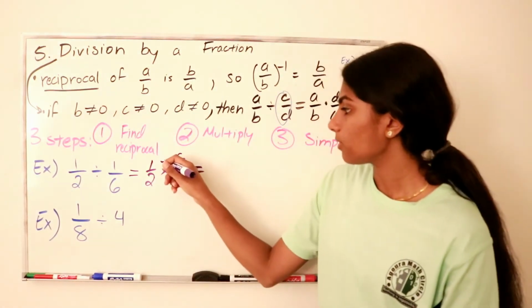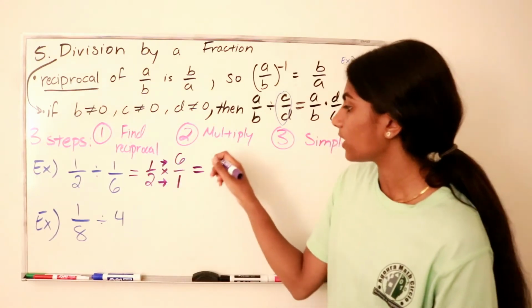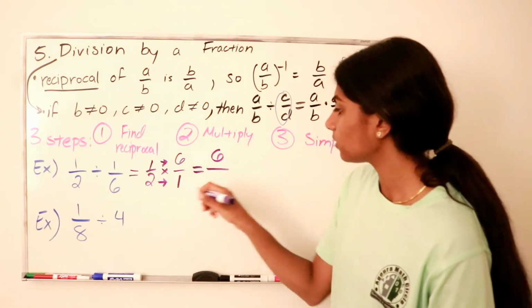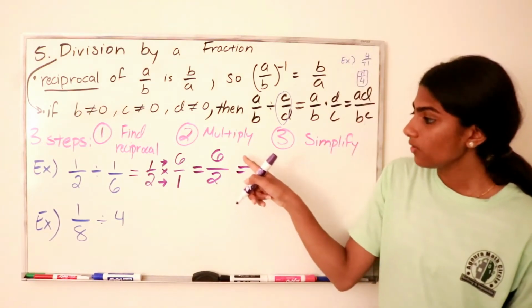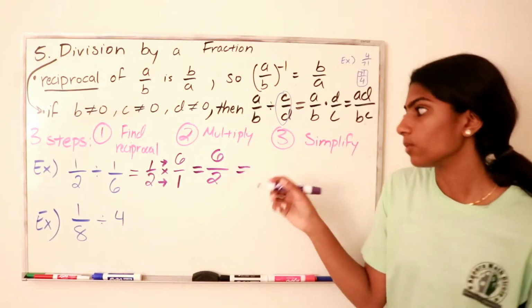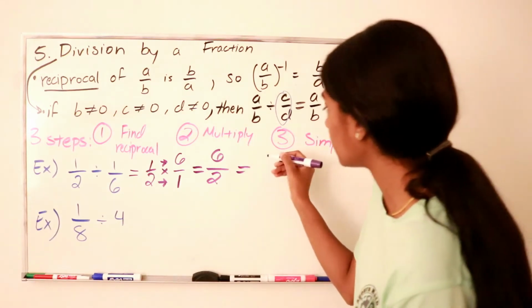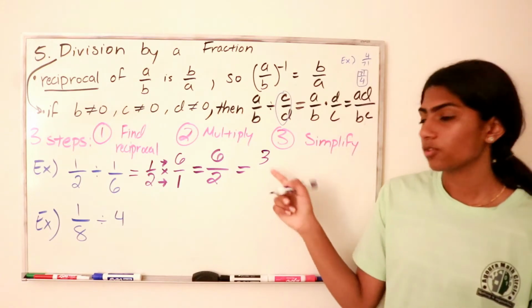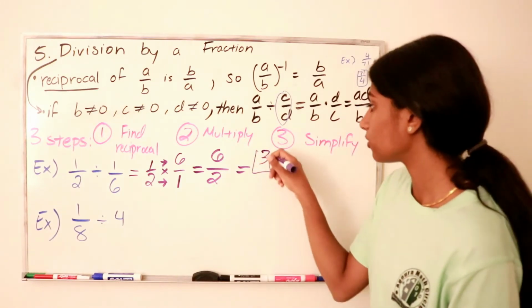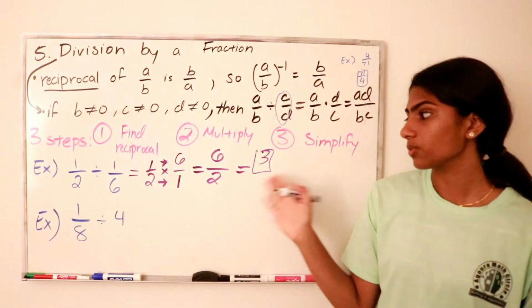So we do the top, and we do the bottom. So that's 6 over 2. And then we can simplify this. Since we know that 6 divided by 2 equals 3, and 2 divided by 2 equals 1, we know that the answer is 3 over 1, or just simply 3. You can also think of it as 6 divided by 2, which equals 3.